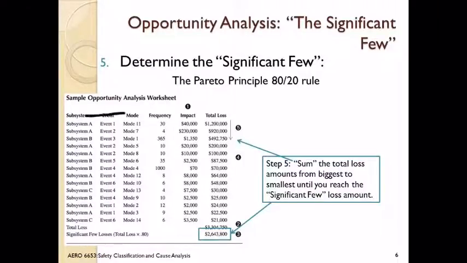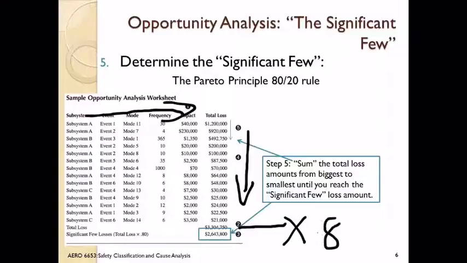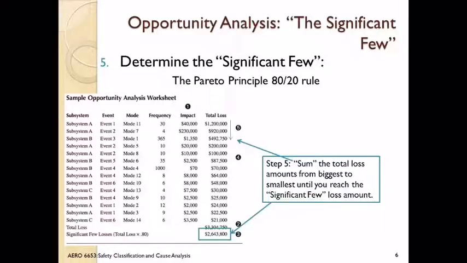So you multiply the frequency times the impact going across. Then you add the total loss down to get the total global loss in number 2 there. And then you multiply it times 0.80 to get the significant few losses. This is 80% of your global loss. In this case, 2.643 million. You have your significant few number.